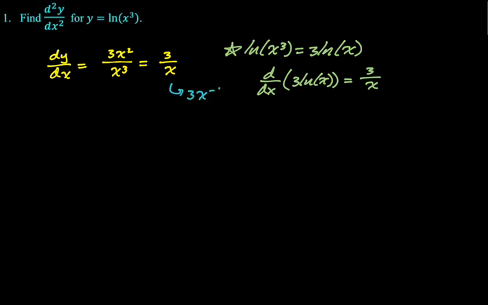It is probably better, to find the second derivative, to think of this as 3 times x to the negative first. Then to find the second derivative, we're just going to use the power rule. Bring the exponent down, subtract 1, we get that. You could leave that, or you could rewrite it as negative 3 over x squared.